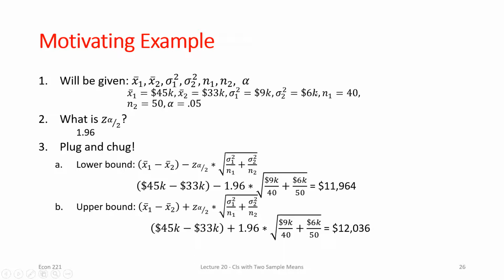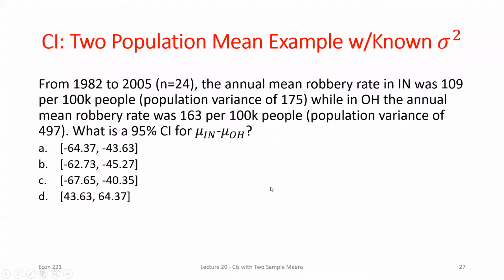Now, I'm guessing the real population variances are probably quite a bit higher here, but I wanted to have some numbers that are a little bit easier to work with, okay? Any questions on that? Okay. Let's go work through another example.